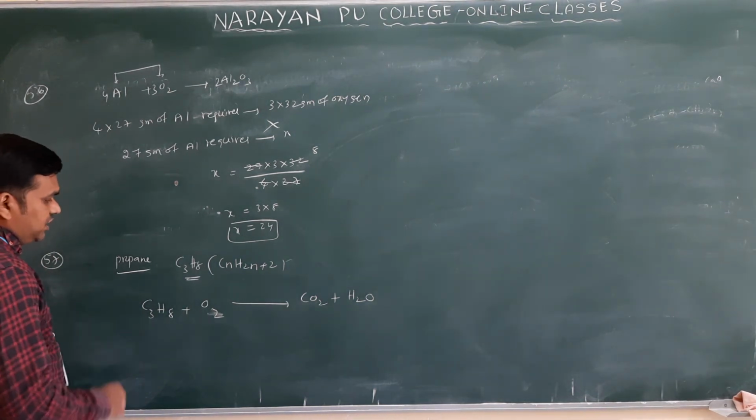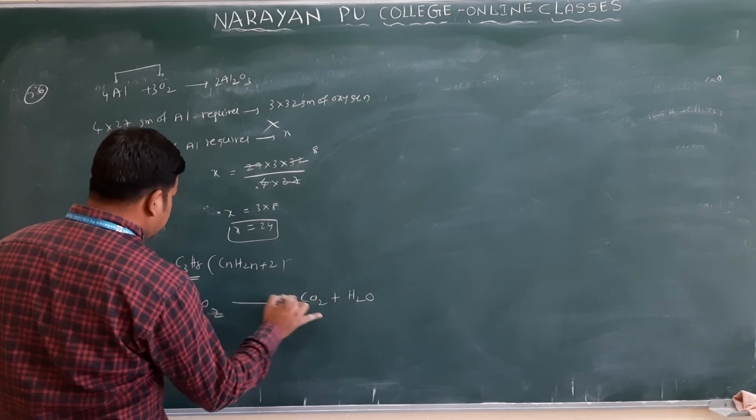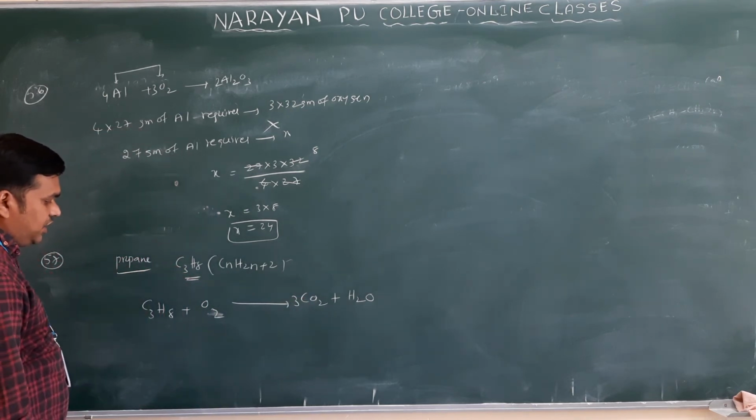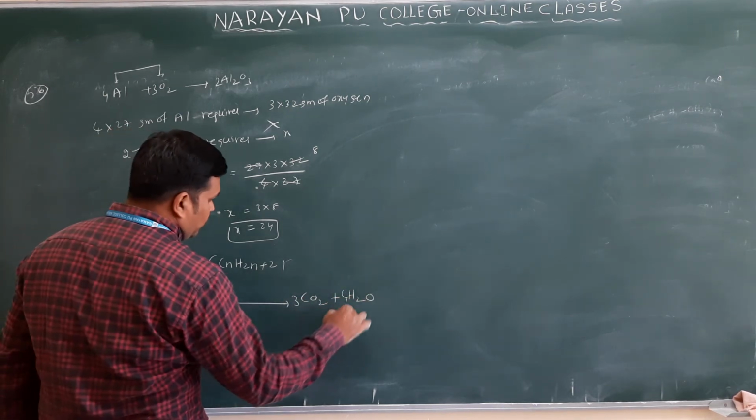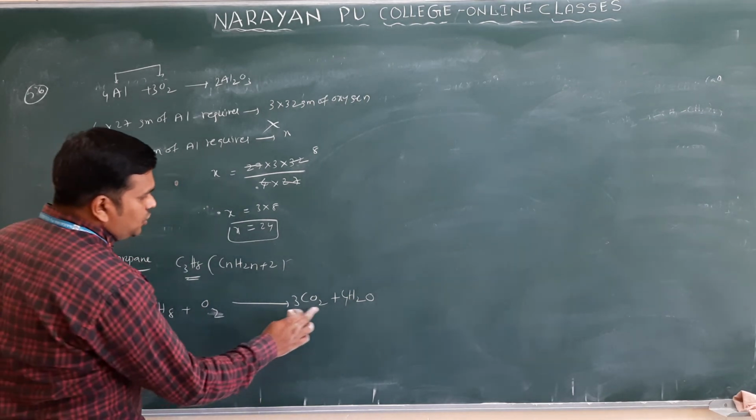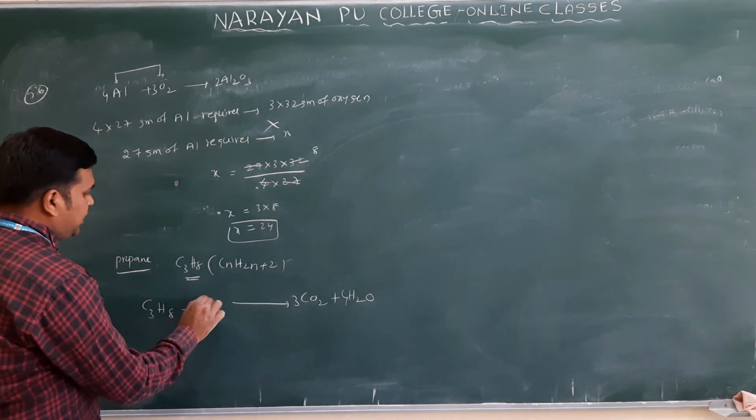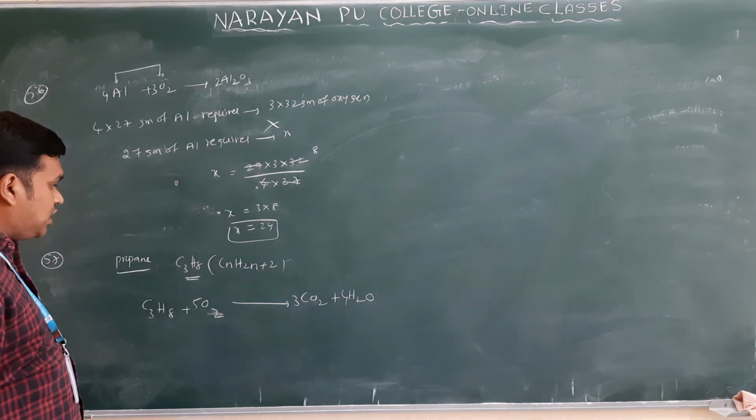So here how many carbons are there? We have 3 carbons. Here how many hydrogens are there? We have 8. I will write here 4H2O only. So here 3 into 2 is 6, plus 4 is 10. 10 means I will write 5O2. This is the balanced equation.